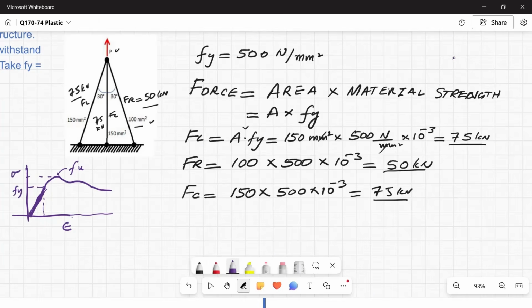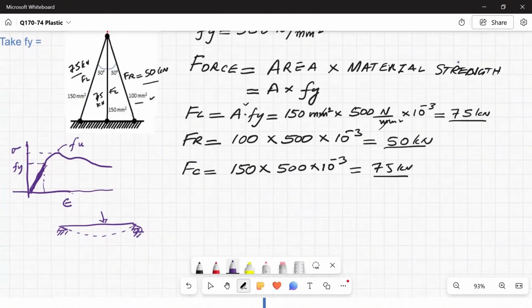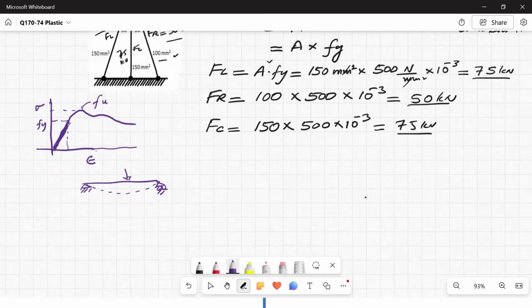Imagine you have a ruler and you're holding it between two fingers, and you apply loading in the middle. That represents a beam, and it deflects like this. But if it is a steel ruler, as soon as you remove the force, it returns to its original position. When a material returns to its original position, we call it elastic. So elastic is a situation which is below Fy. This is our elastic range.